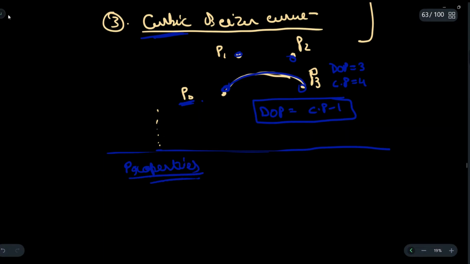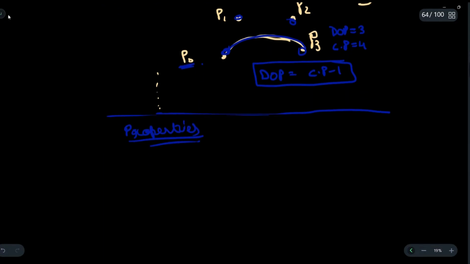And we will be discussing certain properties that are very important for Bezier curves. The first one is that they generally follow the shape of the control polygon, which consists of segments joining the control points. Now let me write it for you.